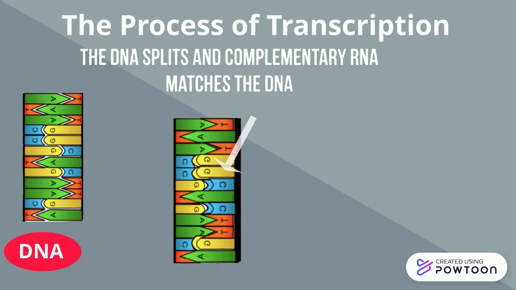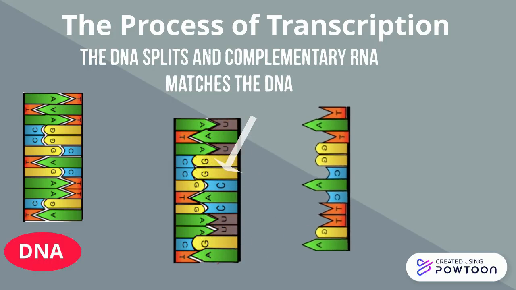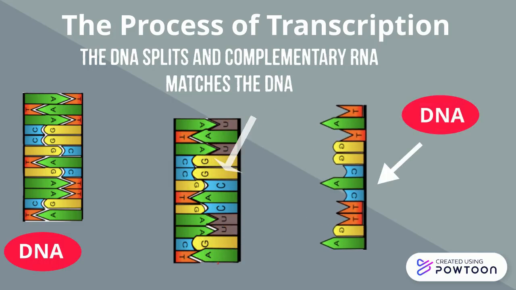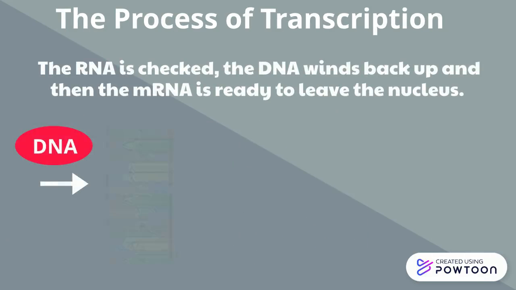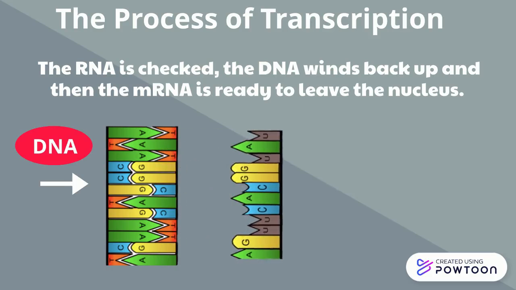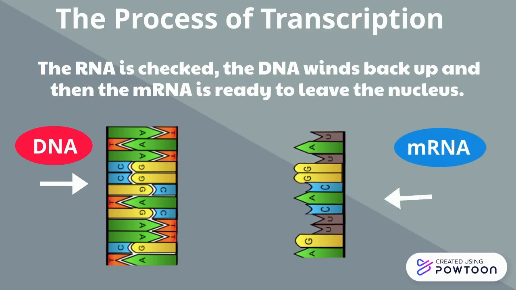Transcription begins when the DNA splits and the complementary RNA base pair matches the corresponding DNA. The RNA is checked and the DNA winds back up, and then the messenger RNA is ready to leave the nucleus.